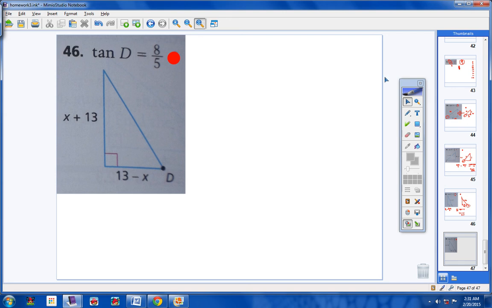Alright, number 46. Okay, let's go ahead and draw a similar triangle. The triangles are similar. We're dealing with angle D, so here's angle D right here. This is my opposite side. We're dealing with tangent. Tangent is opposite over adjacent. So here's angle D. Opposite would be 8. This is hypotenuse, so adjacent would be 5. So there we go. Now, two triangles are similar. Set them up and use your trig ratio, or use your proportions.